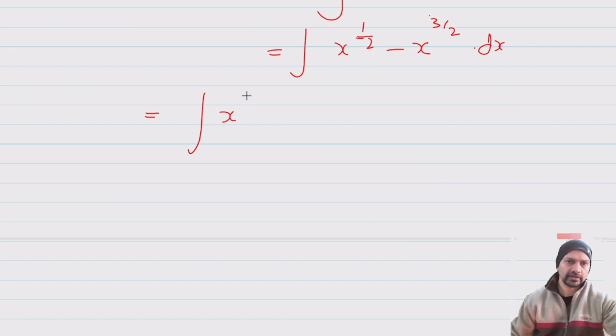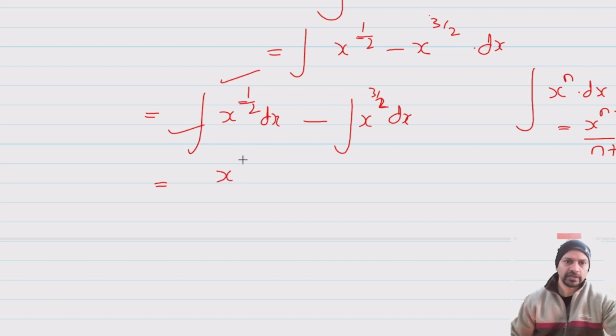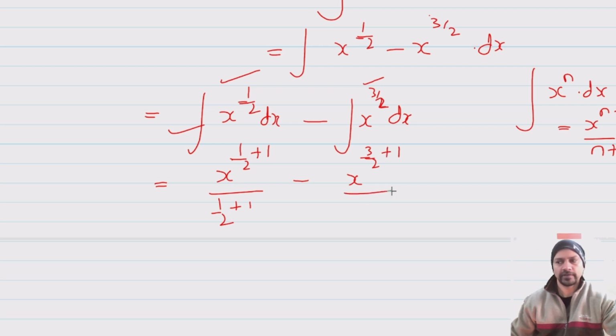Now let's separate the integrals. It's x raised power half into dx minus x raised power 3 by 2 into dx. We are going to use the formula. So the formula for this one is integration of x raised power n into dx, which is x raised power n plus 1 upon n plus 1. So n is half. It should be x raised power half plus 1 upon half plus 1, minus, n is 3 by 2, so x raised power 3 by 2 plus 1 upon 3 by 2 plus 1, and add the integral constant c.